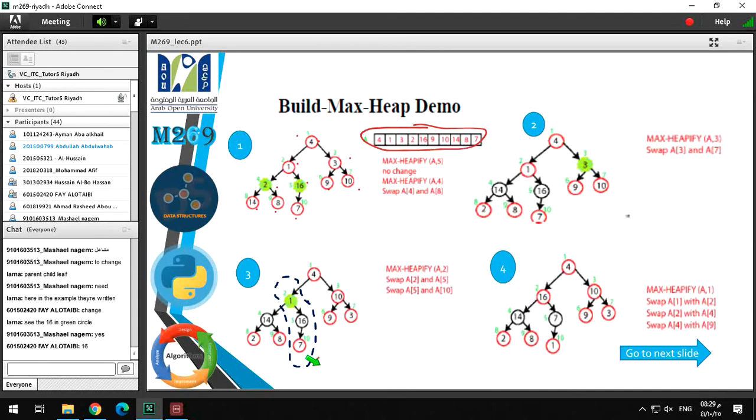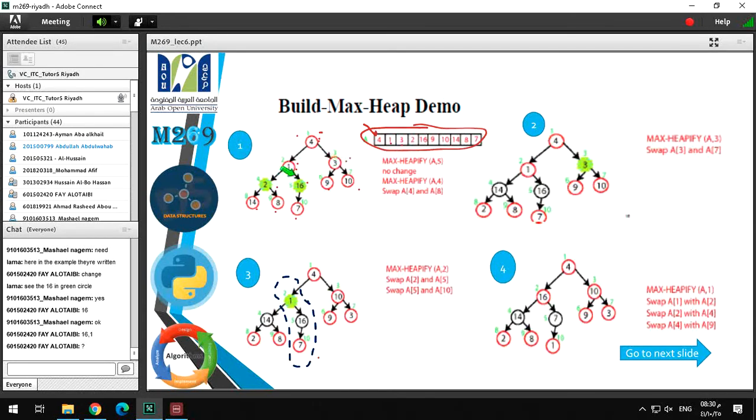Wait, let me go through the process step by step. Now let me explain how we draw this tree. We draw this tree starting from the first element in the array, which is 4. So 4 will be here. And then 1 will go to the left. 3 will go to the right.